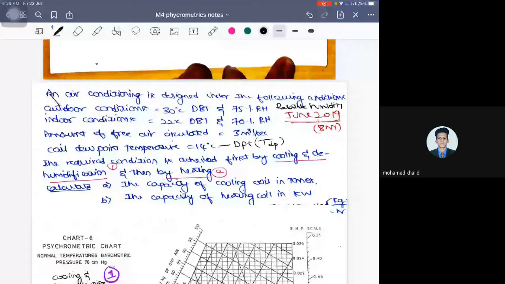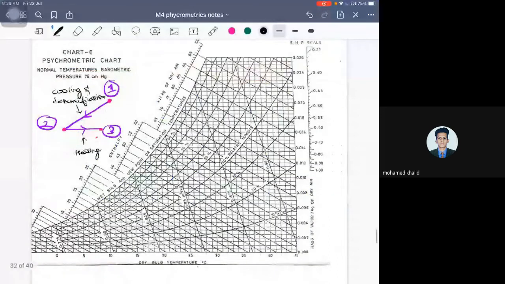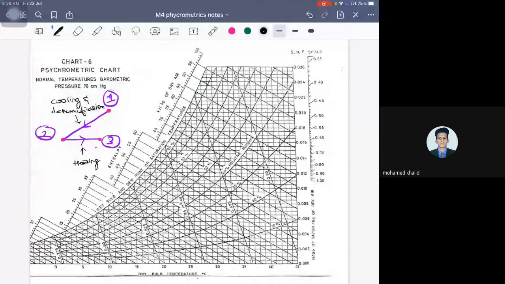So the outdoor condition, he says, is 30 degrees Celsius DBT and 75% RH. So what is 30 degrees Celsius DBT? Now I have to look for the 30 degrees Celsius DBT line. Where is the DBT line in the psychrometric chart? Where can I look for DBT? Dry bulb temperature, like the x-axis, at the bottom.